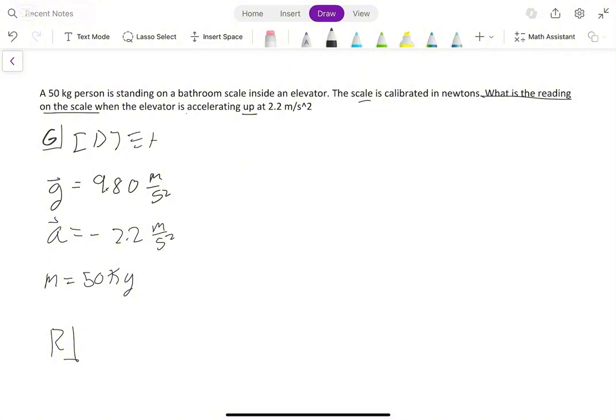And what are we looking for? Required to find. It says, what is the reading on the scale? So it doesn't clearly tell us what we're looking for. So let's try to just draw a free body diagram to better understand what we're really looking for here.